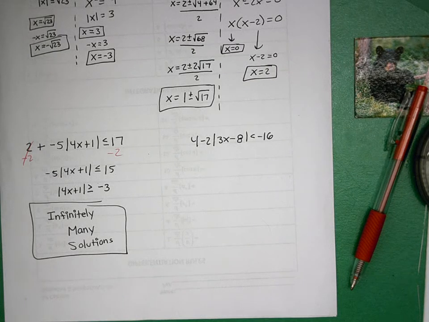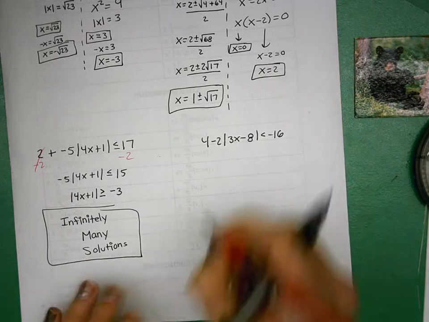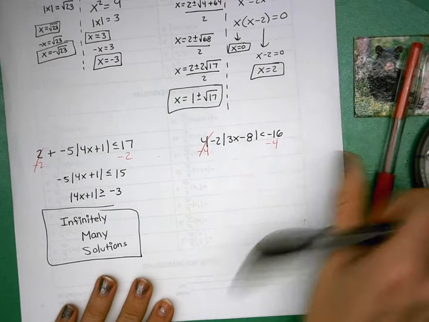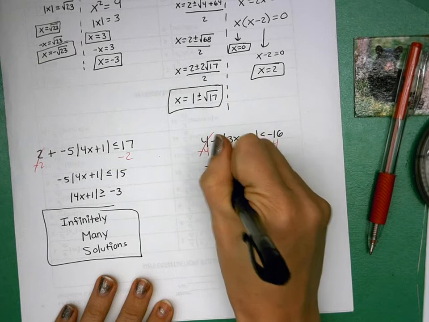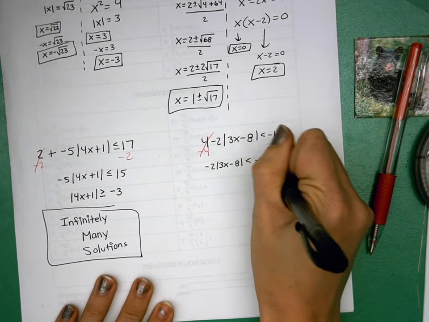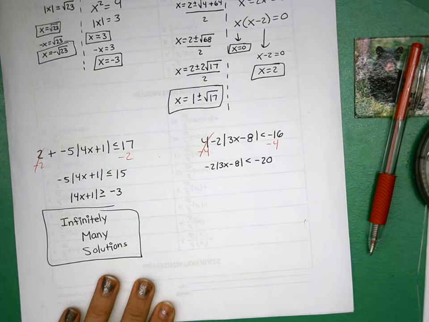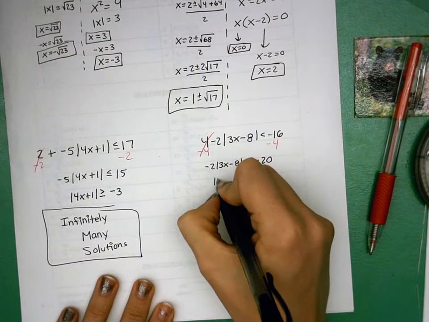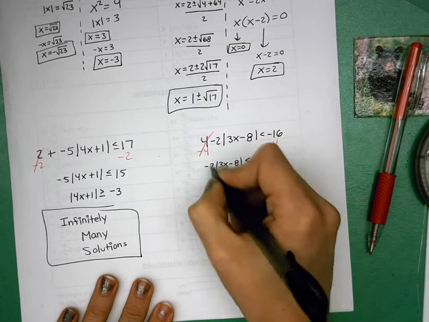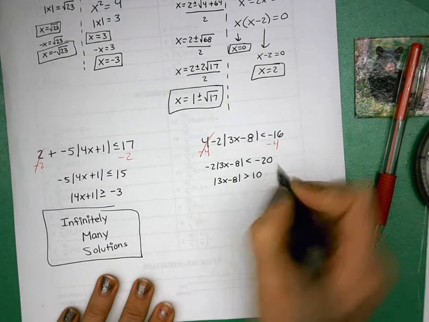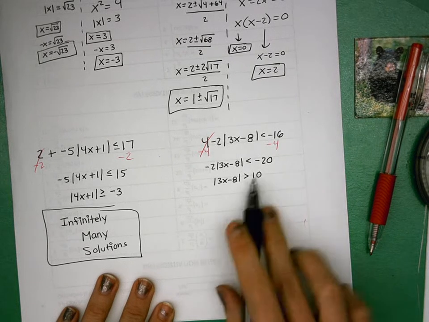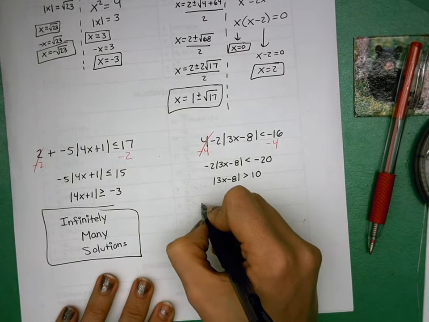Okay, so subtracting this 4 over to work on isolating our absolute value, we would have negative 2 times the absolute value of 3x minus 8 is less than negative 16 minus 4, which is negative 20. Dividing by the negative 2, we have the absolute value of 3x minus 8 is, remember when you divide by a negative, you have to flip the sign, greater than 10. In this case, it is possible for an absolute value to be greater than 10, so we're going to go ahead and do our positive leg.